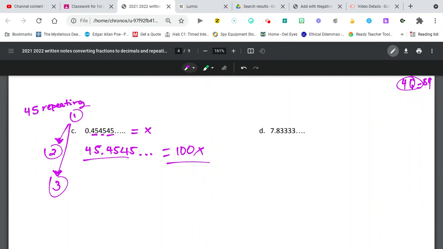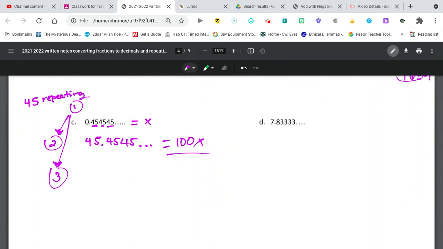Well, that's already only the repeating part. So if it already is what I need, then step 3 is the same as step 1. I don't have to multiply by a power of 10. But make sure you keep your decimals lined up. And that's going to be equal to x. Put an imaginary 1. Now I can subtract.